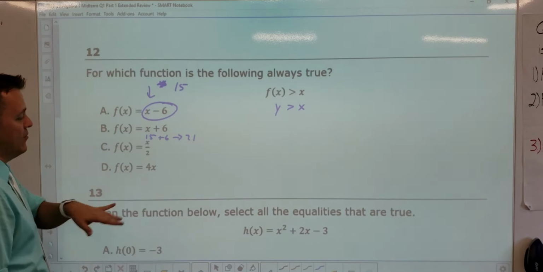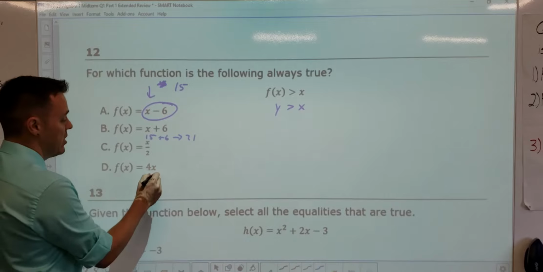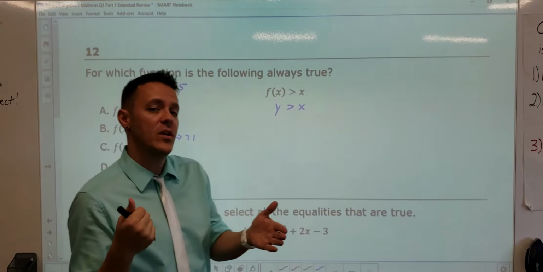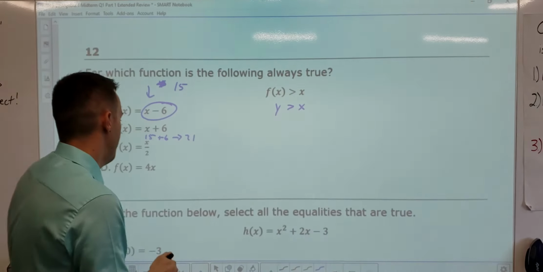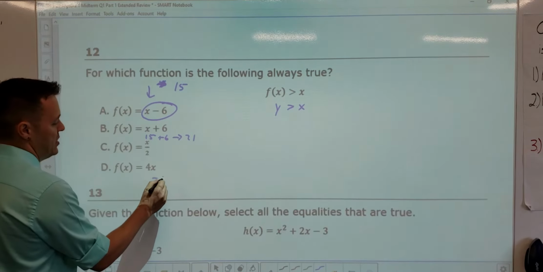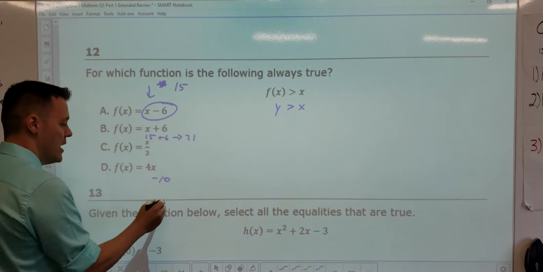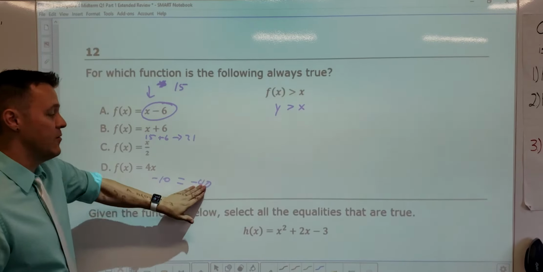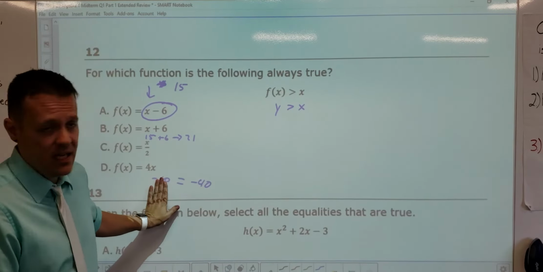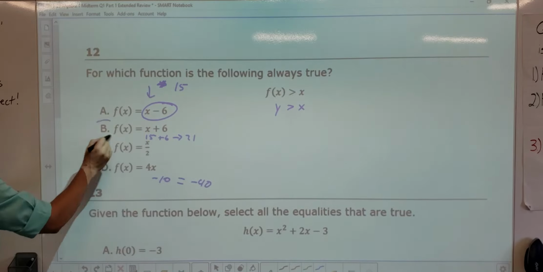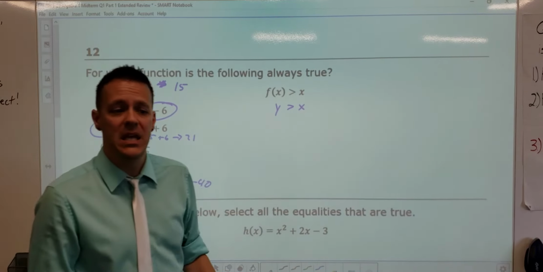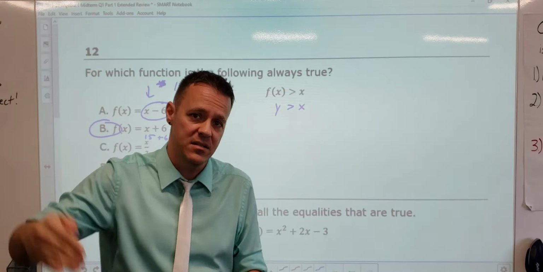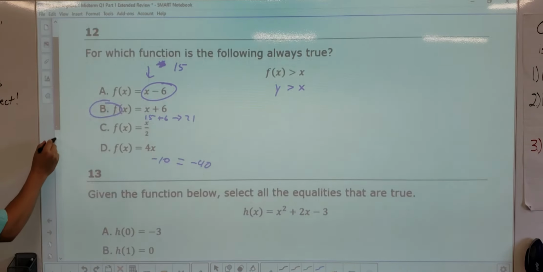And then there's the negative. 15, if I put in here, makes it bigger, which is nice. But what happens if I put a negative number in there? If I put negative 10 in here, then my answer is going to be what? Negative 40. Is negative 40 a greater number than negative 10? The answer is no. So the only thing it can be is the letter B, because it's always adding onto the letter x. So understand that philosophy.